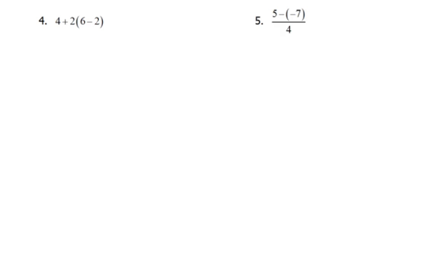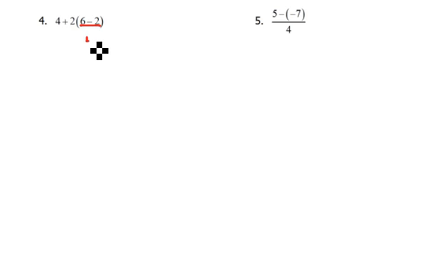Alright, now let's use what we know about order of operations to work these next few problems. First of all, we have 4 plus 2 times 6 minus 2. Well, remember, order of operations is parentheses and grouping symbols, then exponents, then multiplication and division, then addition and subtraction. So we're going to do our parentheses here first.